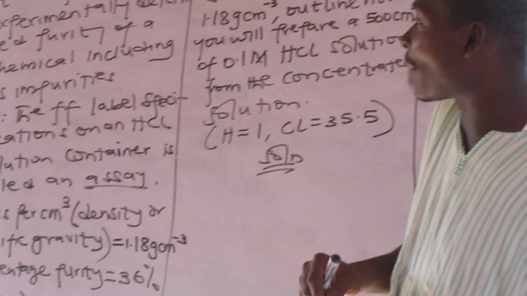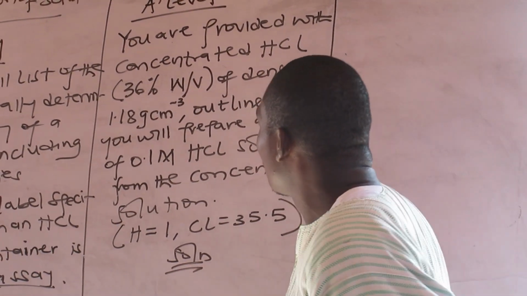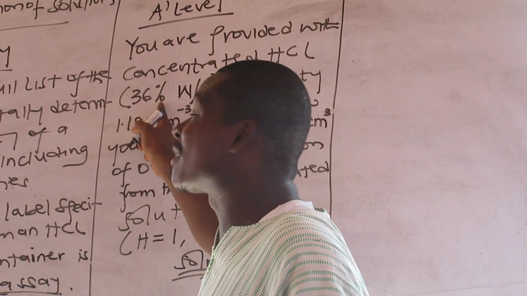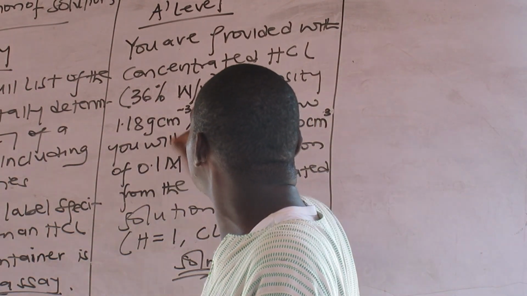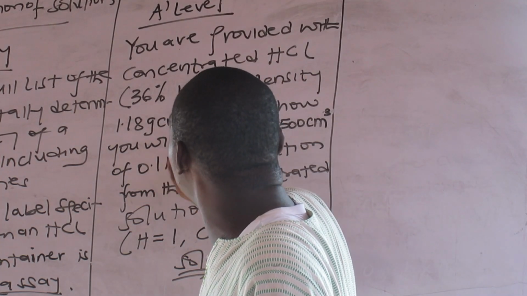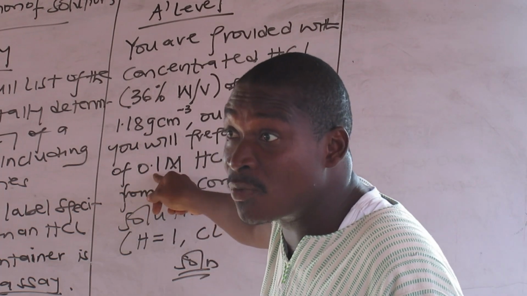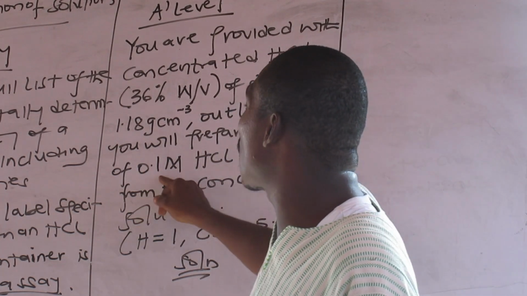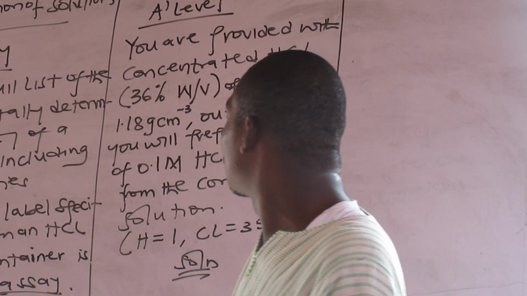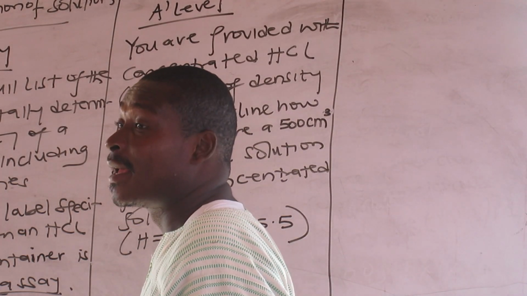Okay, so let's see an application here. Now you are provided with a concentrated HCl, 36% weight over volume. Density this. That's the specific gravity, okay? Find how you will prepare 500 cm cube of 0.1 molar HCl solution from the concentrated solution. Now, let's see what we have here. Okay, I think we have everything here, right? Okay, how you will prepare? Good, so we are going to prepare.